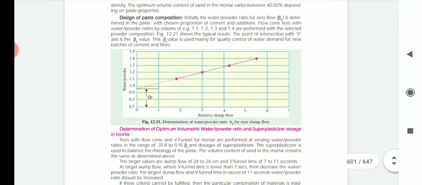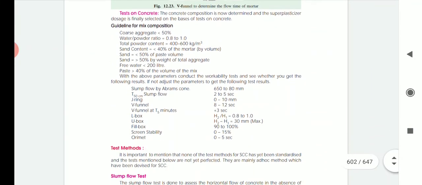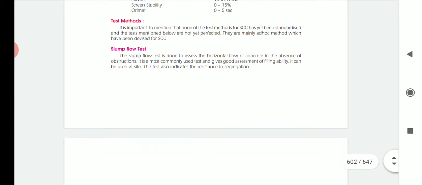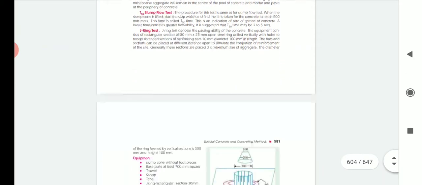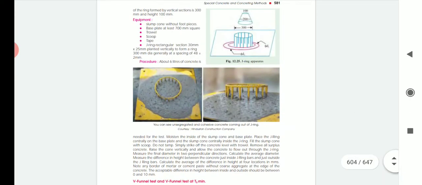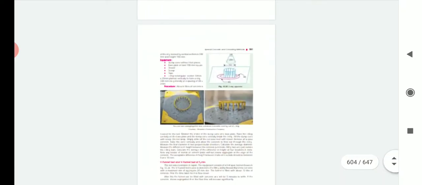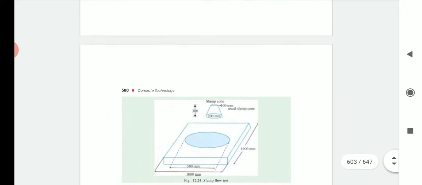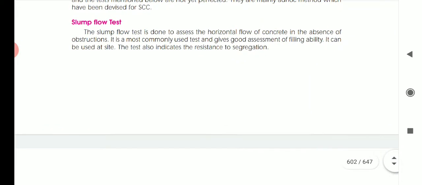Remember that. Next, the important thing is what are the different tests conducted on this self-compacting concrete. That is, test methods. The different tests we are going to conduct are the slump flow test, J-ring test, V-funnel test, L-box test and U-box test. In today's class we will study the first test, that is the slump flow test.